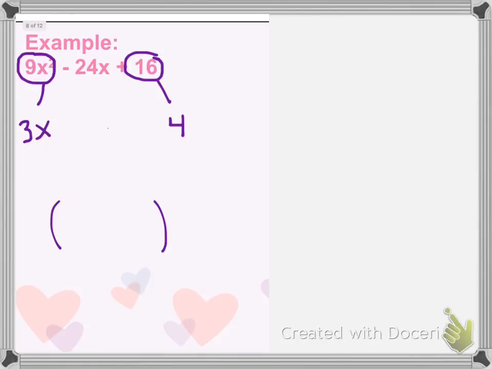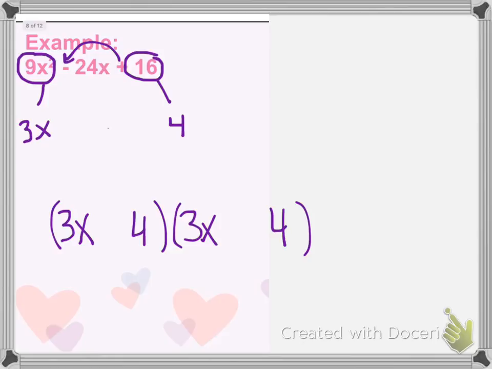So when that happens, I can write 3x and 4, exact same thing. Signs are the same. They're both subtraction. So that final answer needs to be written as 3x minus 4 squared.